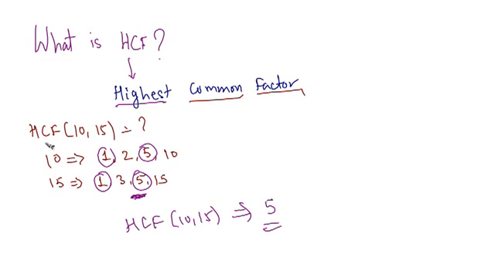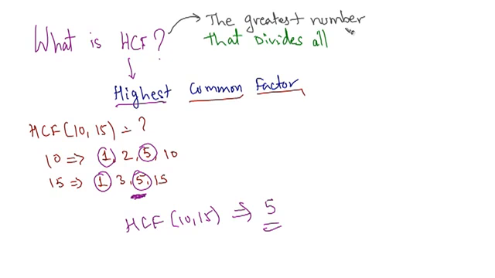We have just calculated the factors of the said numbers and found out what the common factors between them are, and the HCF or GCD is the highest of these common factors. And if we go by definition, highest common factor is actually the greatest number that divides all the given numbers.